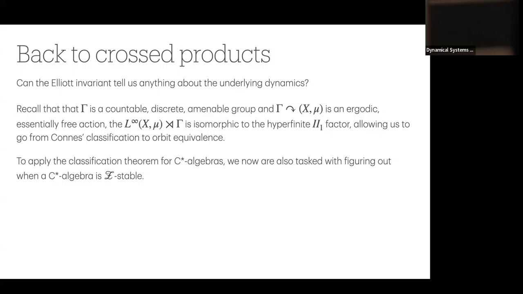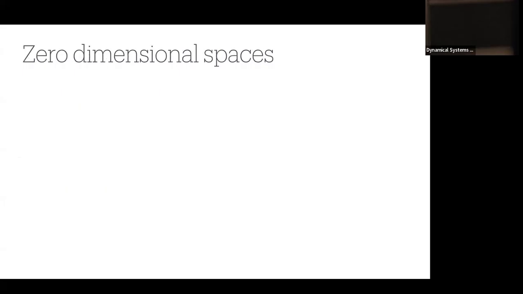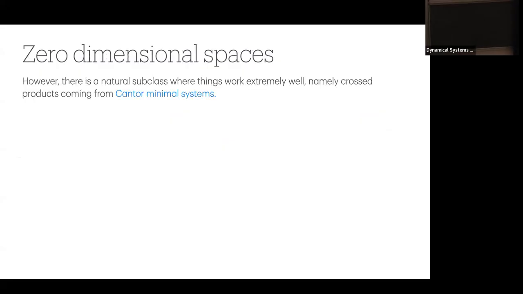So now if we want to apply such a theorem in C-star land, we also need to determine whether our cross products are Z-stable. And even for cross products by Z, this turns out not to hold in full generality. But nevertheless, there are many cases where things work quite well.